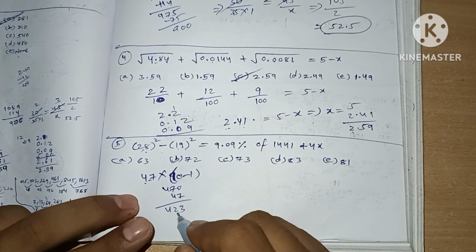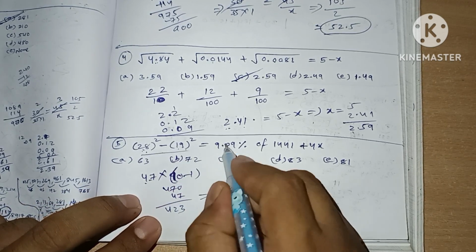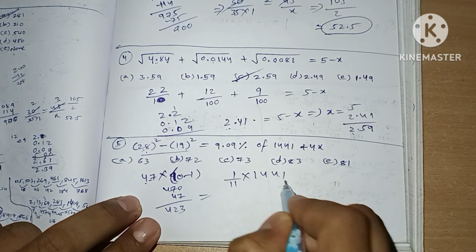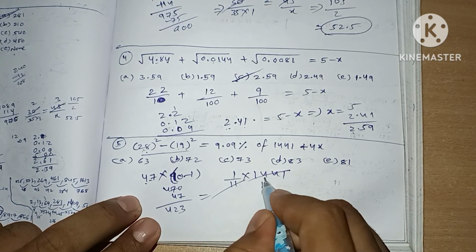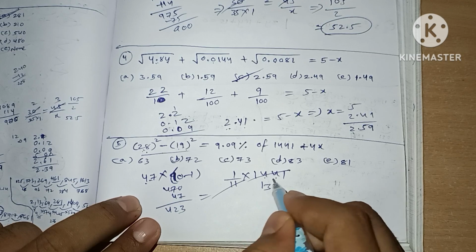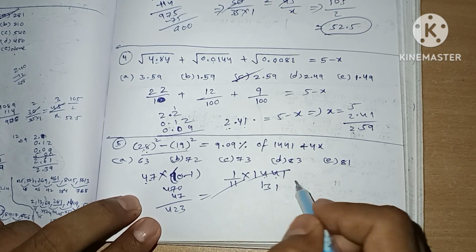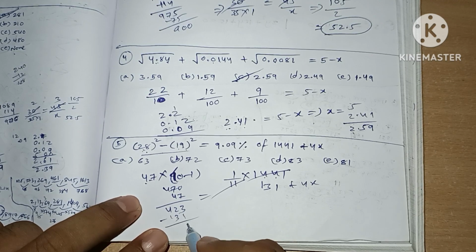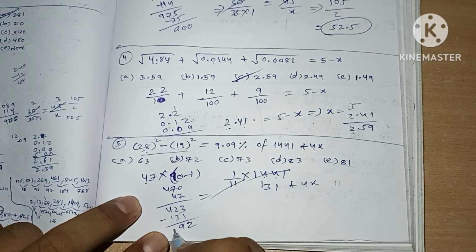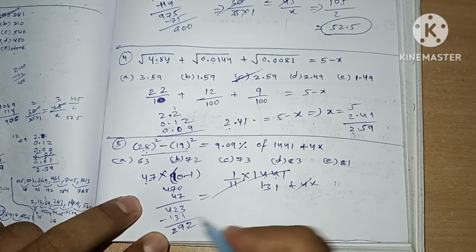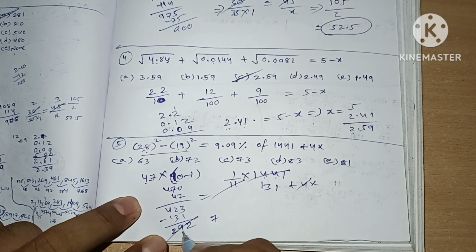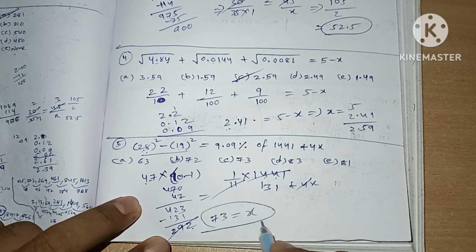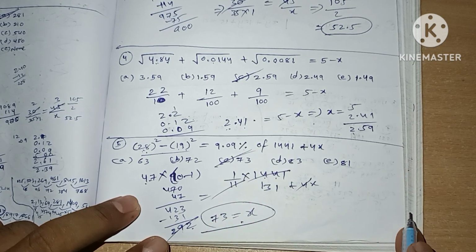So 423 from this whole equals 9.09 percentage, which is nothing but 1 by 11 into 1441. 11 1 times, 11 34, 3 times 33, and 1 time 131, plus 4x. This 131 comes to this side with minus 131, which will be 2, 9, and this is 2. 4, 7 times is 28, 4, 3 times 12. So we get x value 73. Option C is our answer.